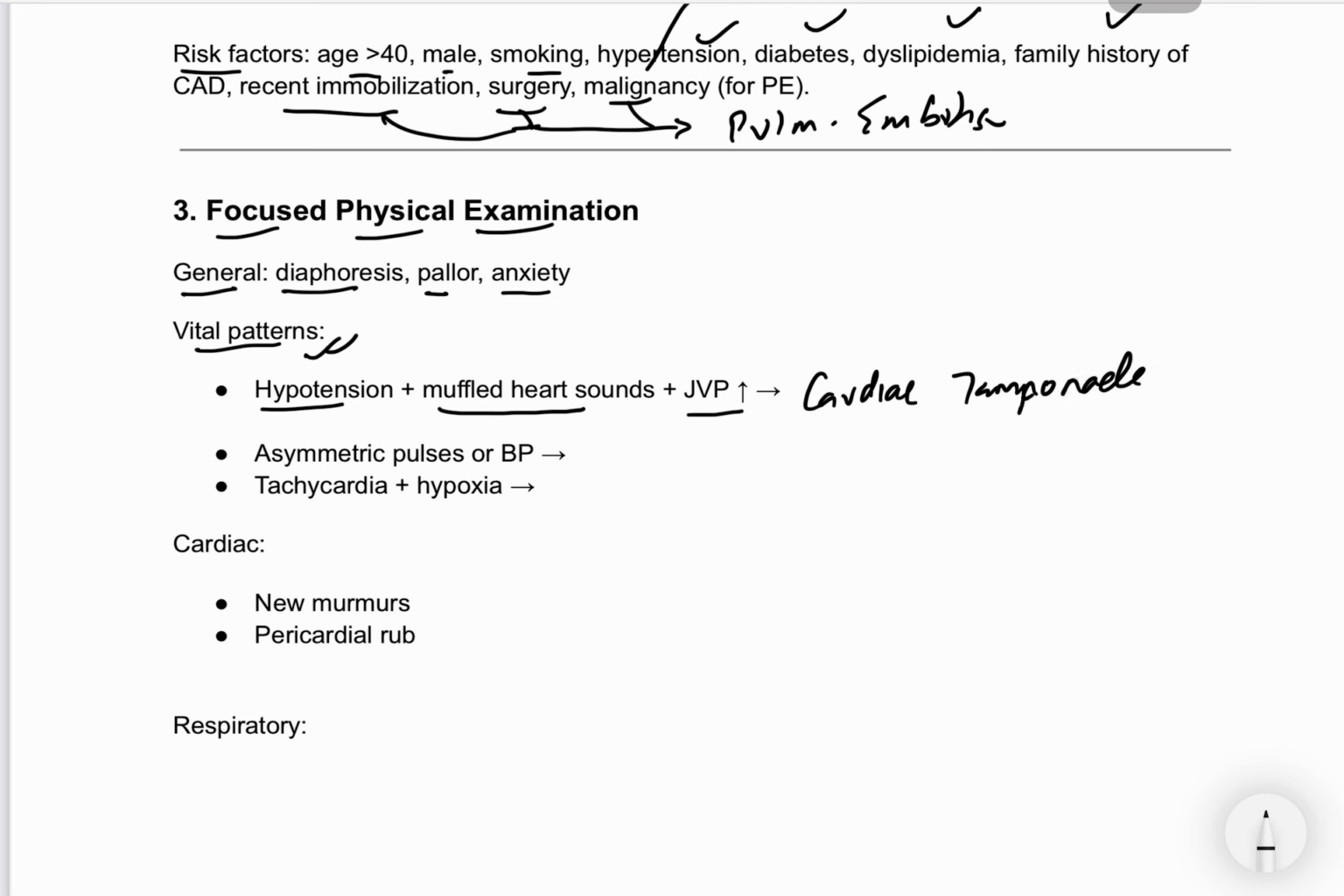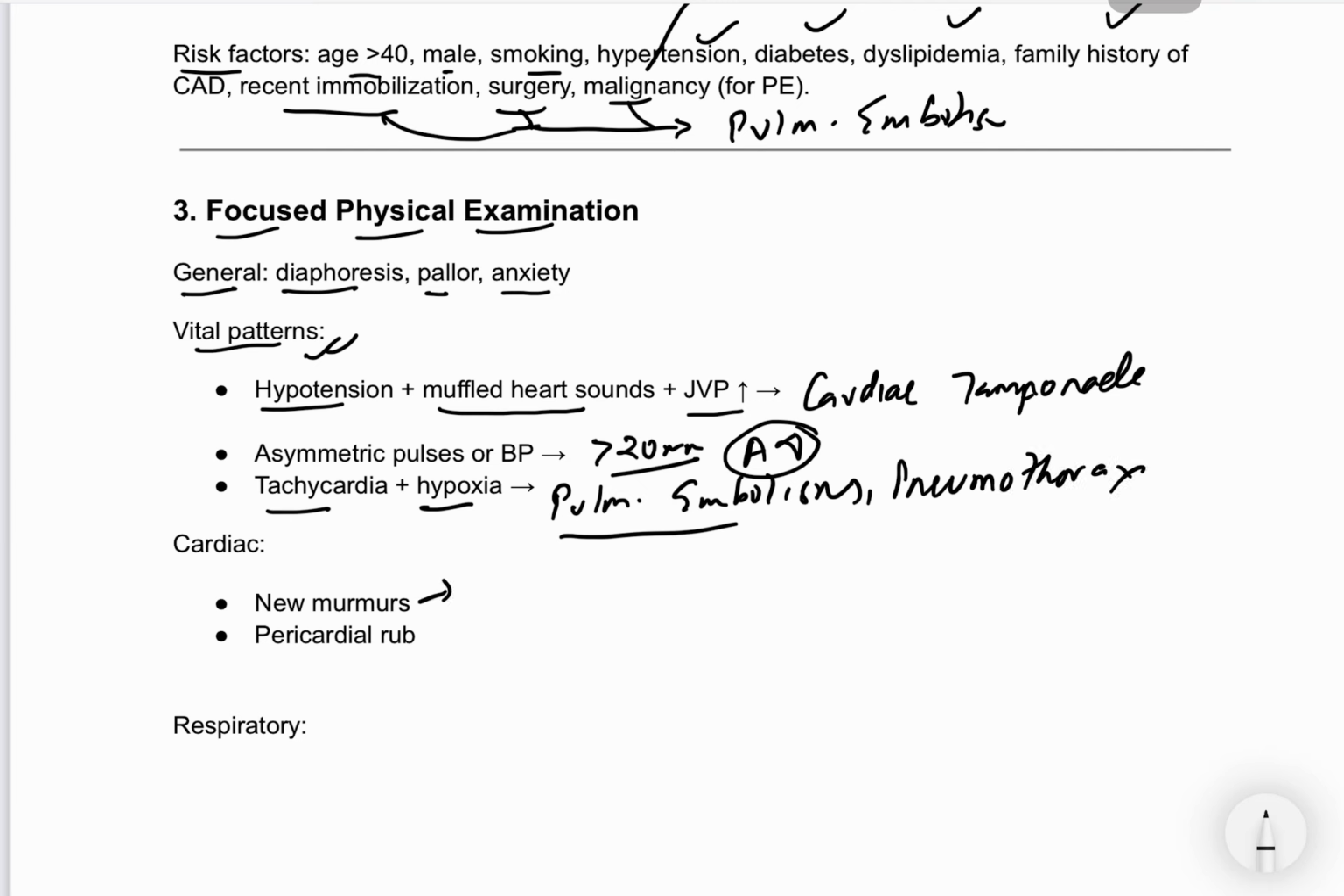And if there is asymmetrical pulse or BP, with more than 20 mmHg change in BP between the two arms, then that can be due to aortic dissection. Remember, in aortic dissection, the pain is central, tearing type of chest pain that radiates to the back. And if there is tachycardia and hypoxia, then you might think of pulmonary embolism or pneumothorax. Basically, the patient with pulmonary embolism might only present with tachycardia.